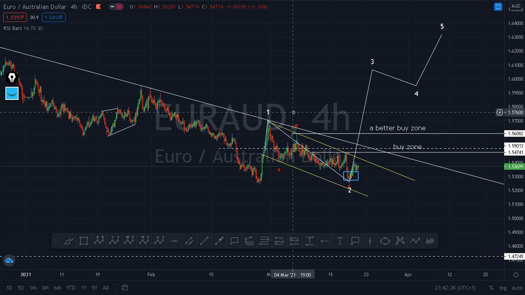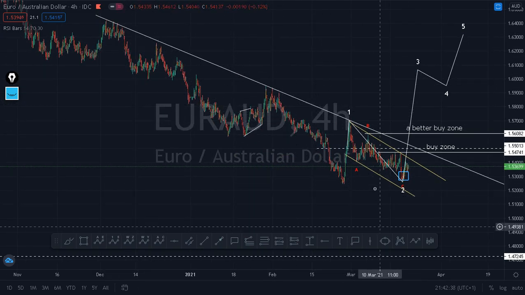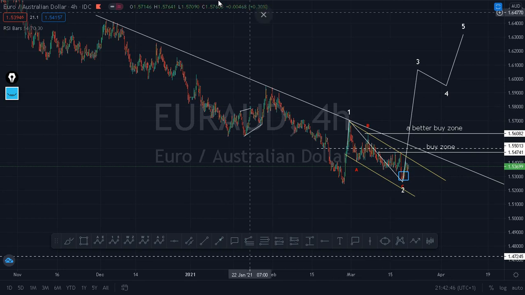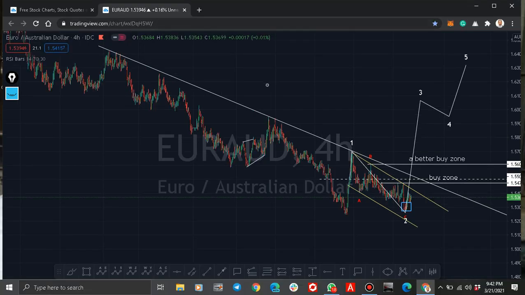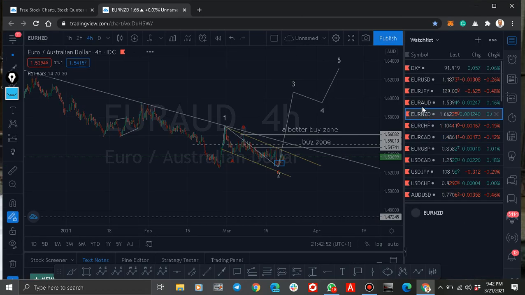You know, it's been long time. The market is moving down slowly, and we have a spike. So maybe we may have another spike to give us the corridor that wave 3 has started. Okay, we move on. Euro AUD.